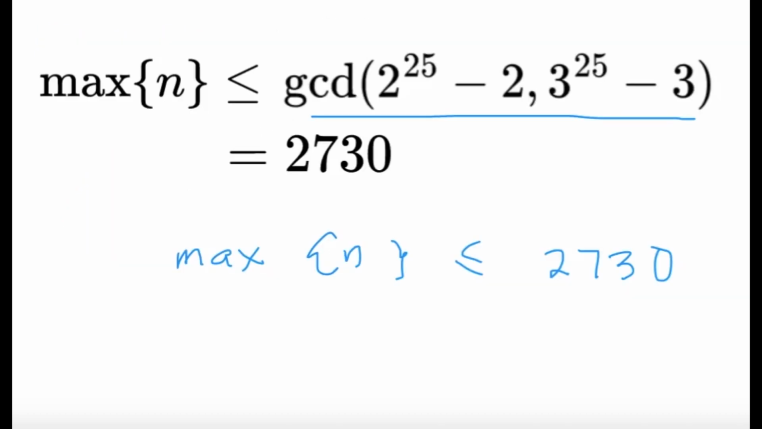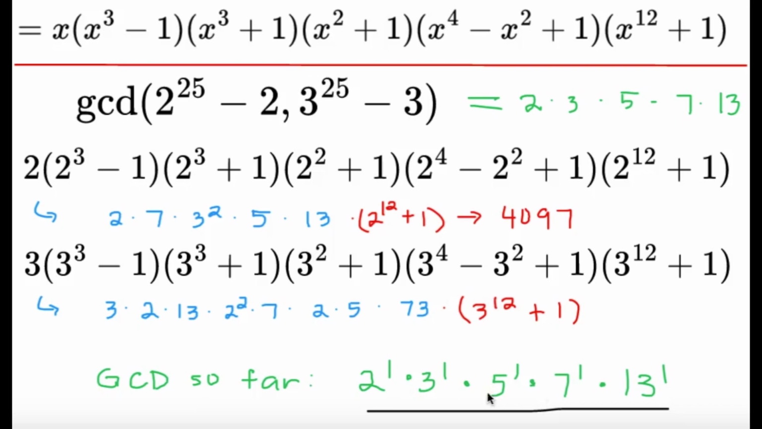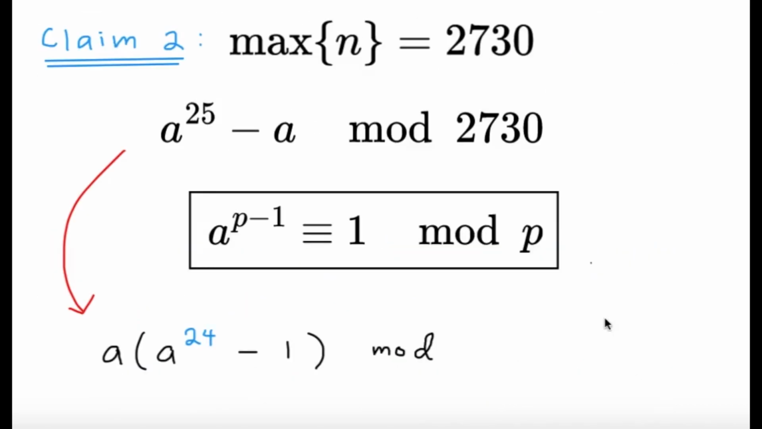Because we know that, how do we get 2,730 in the first place? It's just a product of a lot of primes. So 2 times 3 times 5 times 7 times 13. Let me just rewrite it here. So 2,730, that's just 2 times 3 times 5 times 7 times 13. So we can try to take mod 2, mod 3, mod 5, mod 7, and mod 13.